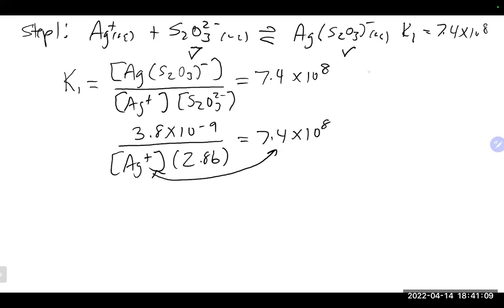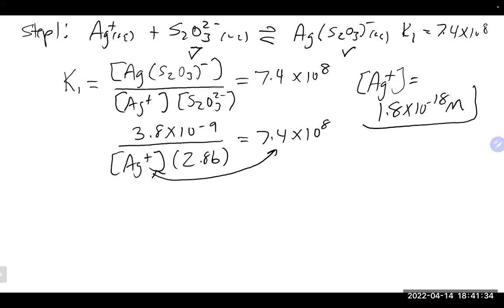That will give us a silver concentration, which after all this, should it be a large number or a small number? It should be a small number, right? So let's see if we get a small number here. We get a 1.8 times 10 to the minus 18, which I would say is a super small number. So again, our assumption here checks out. Pretty much all of the silver in this case is tied up in that complex ion. Any questions on that?